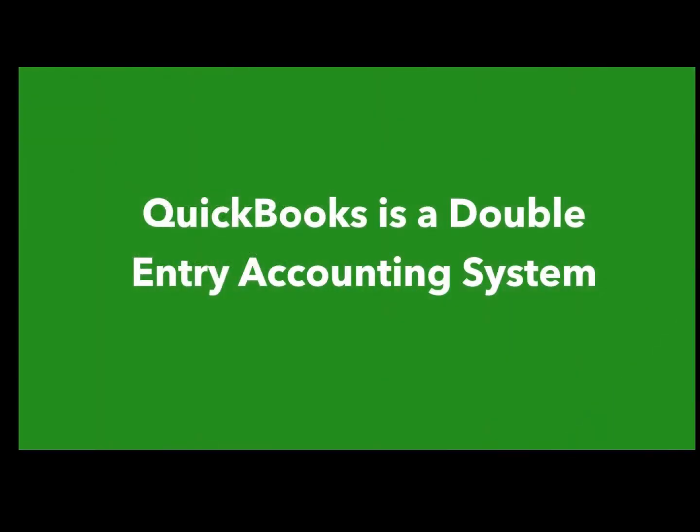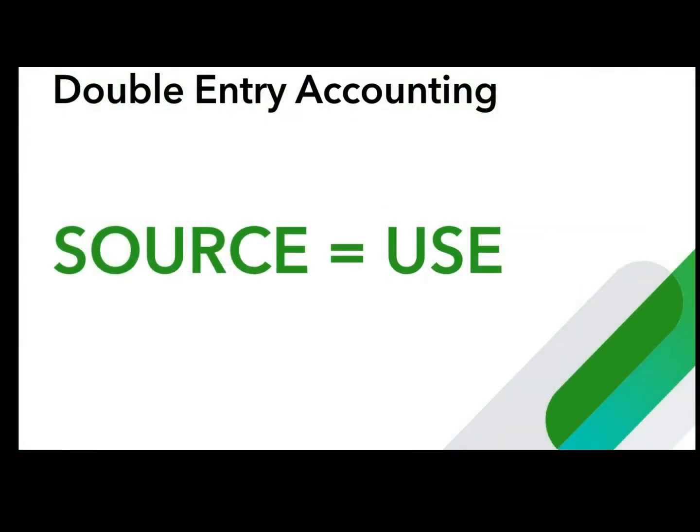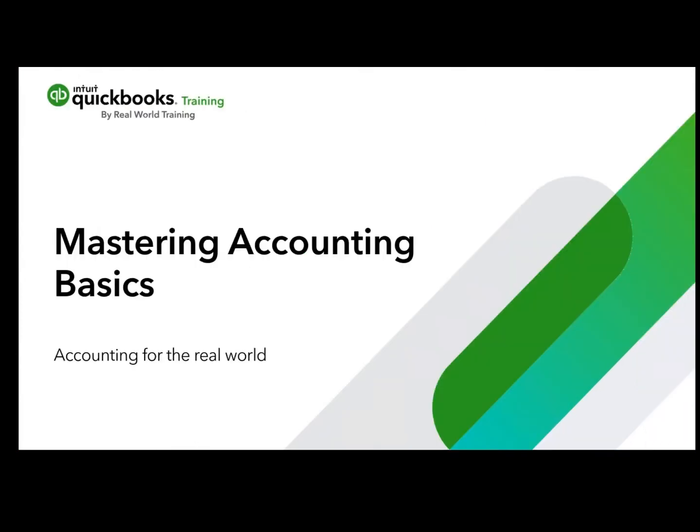It's important to understand that QuickBooks is a double entry accounting system. This means every transaction involves a source and a use. So far, you've learned the words source and use. In the next topic, you will learn the actual names used in accounting, debit and credit.